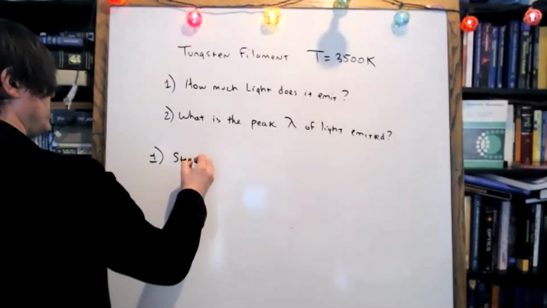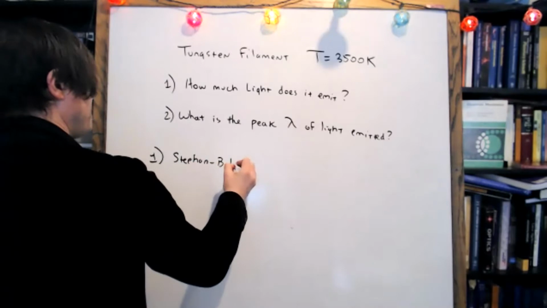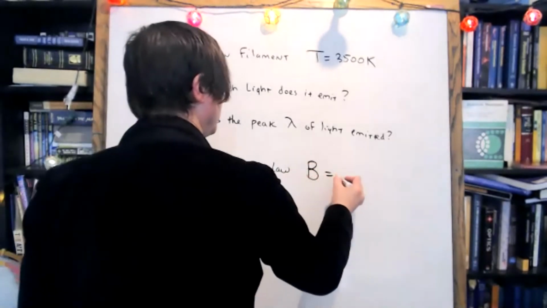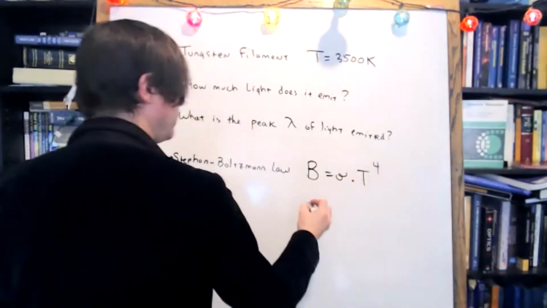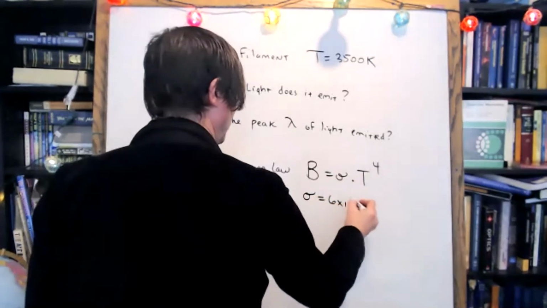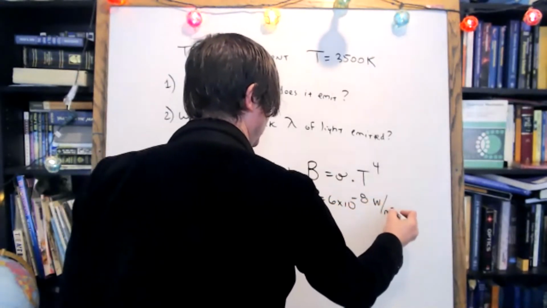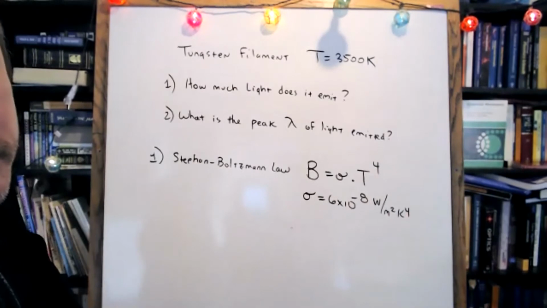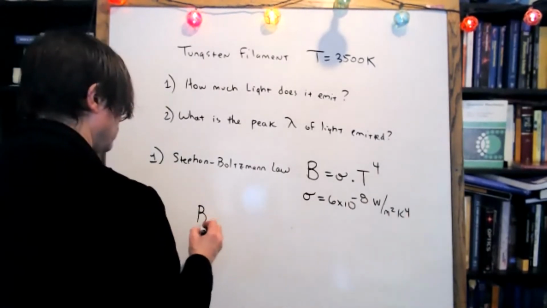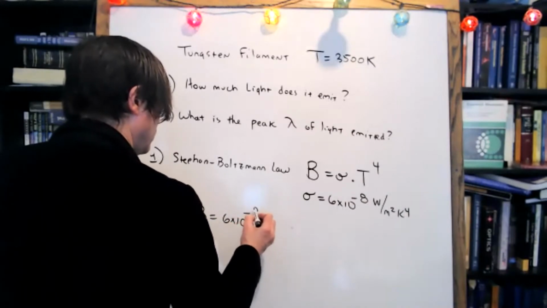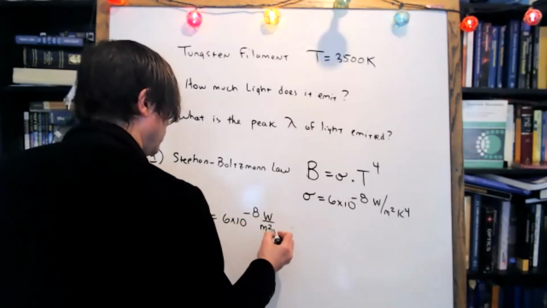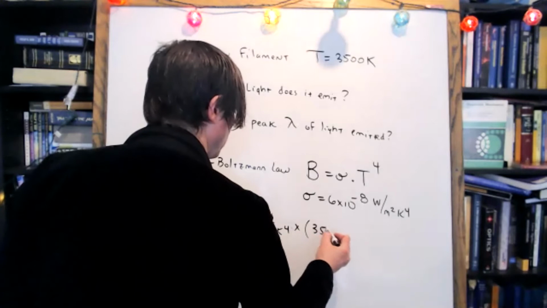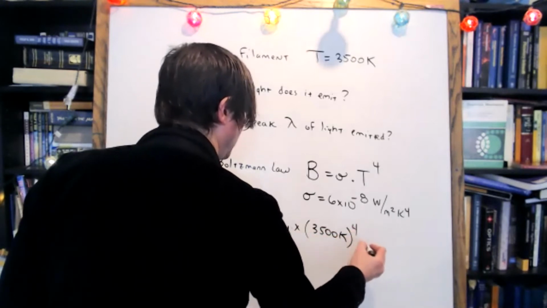So let's use the Stefan-Boltzmann law. Brightness is sigma T to the fourth, where sigma is the Stefan-Boltzmann constant, 6 times 10 to the minus 8 watts per meter squared per Kelvin to the fourth, times 3,500 Kelvin to the fourth power.